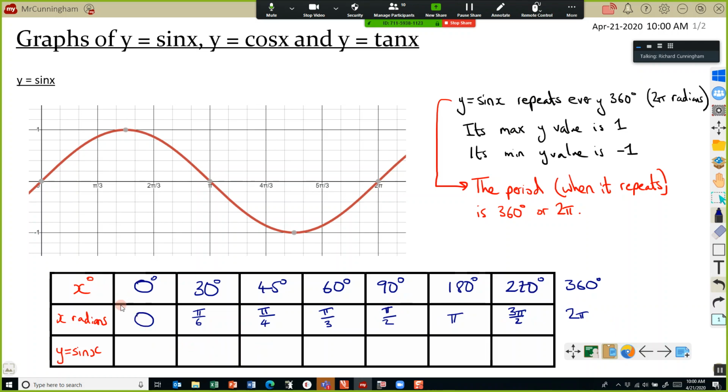Looking at our curve, what is sine of 0 degrees, or sine of 0 radians? Zero. How about somebody give me another one of these, sine of one of these values? You can pick them off by using the curve. Some of them are easier than others.